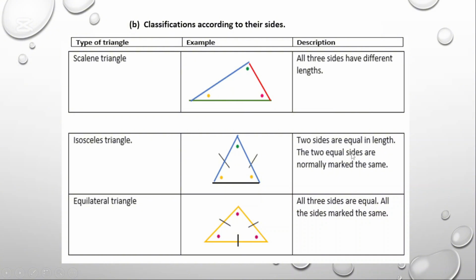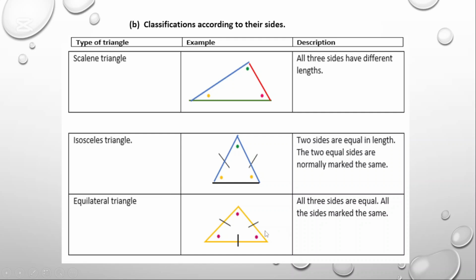And the next one, two sides are equal in length. The two in blue, they are equal in length. Here we have one that's a different color, but these two, they are also marked the same to show you that these two sides are equal in length, right? And we normally mark them the same, and we call this an isosceles triangle.